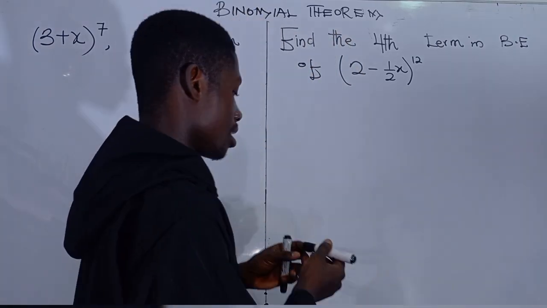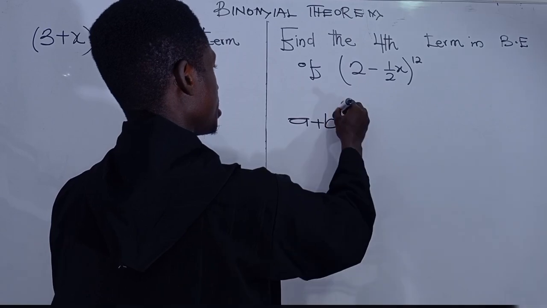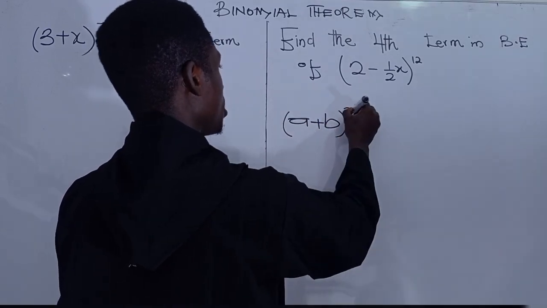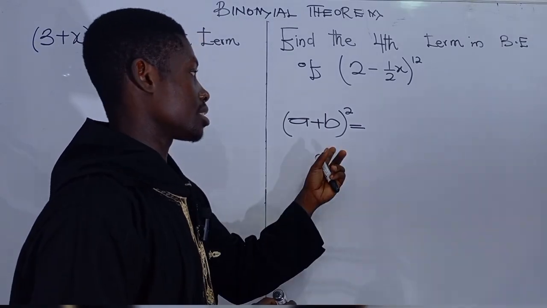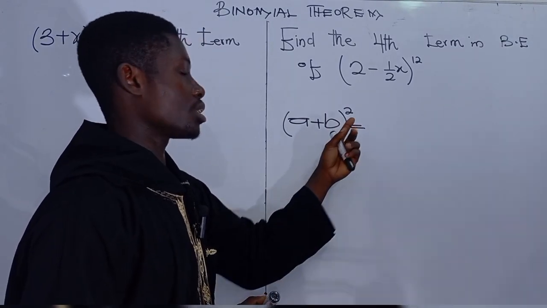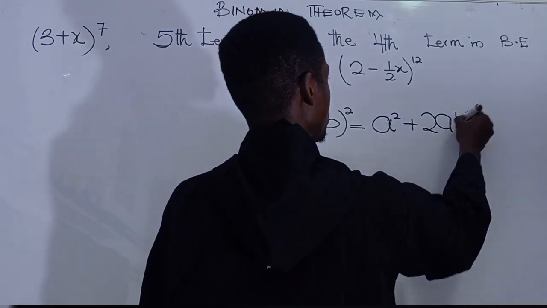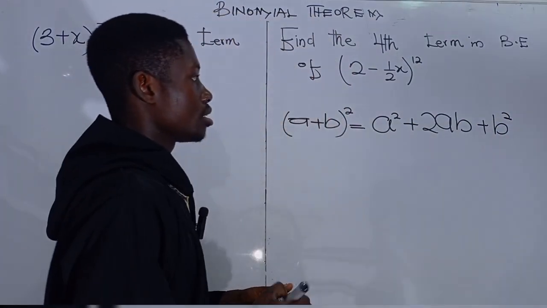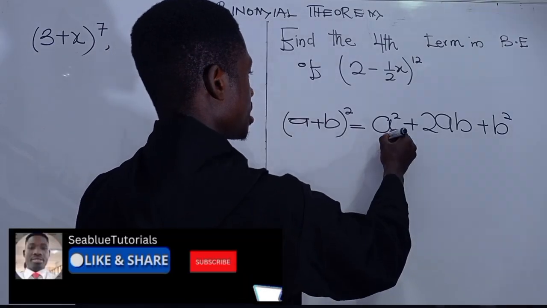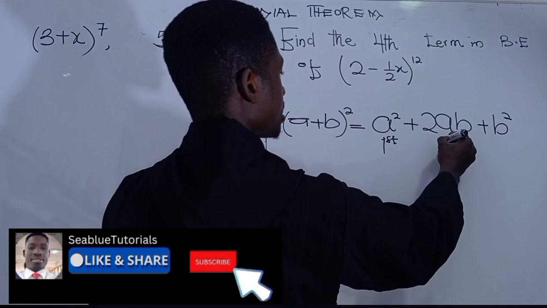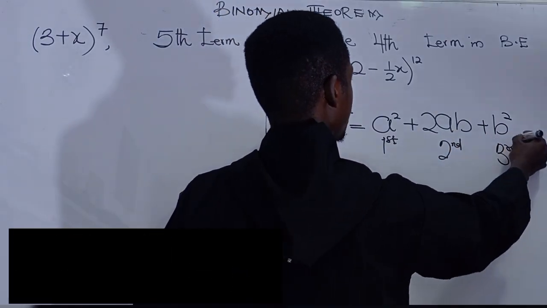So we said that when you have (a + b) all raised to the power 2, the expanded form of this binomial expression is given as follows. From this, we can observe that this is our first term, this is our second term, and this is our third term.